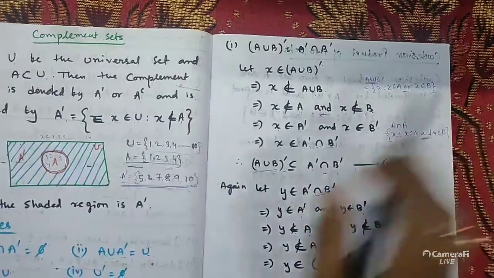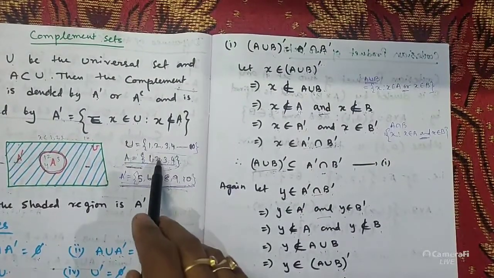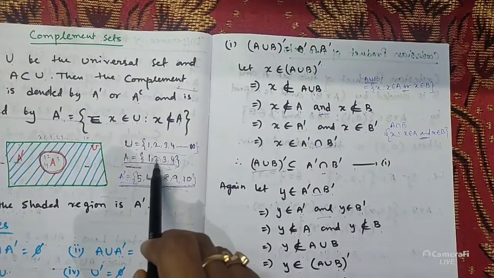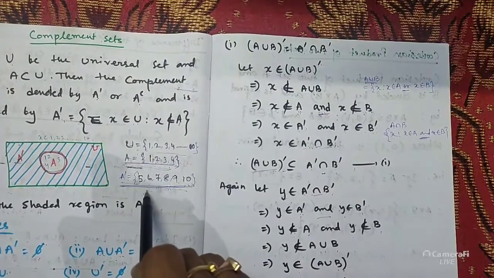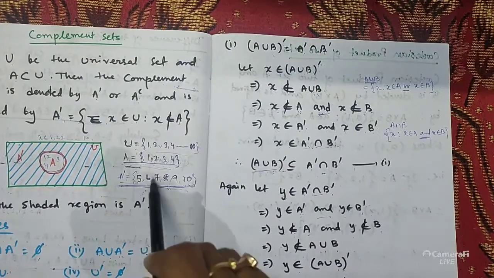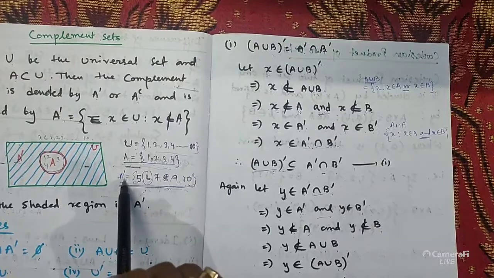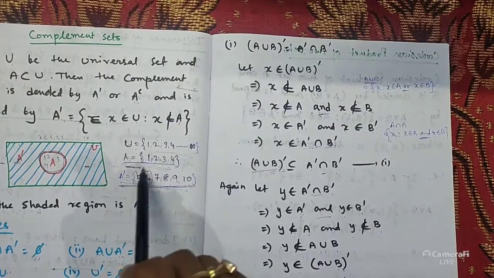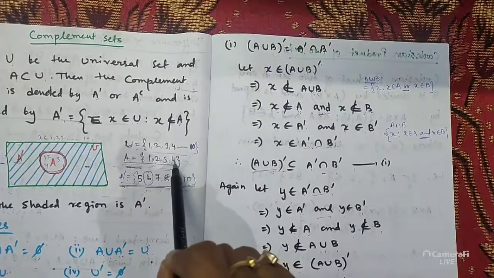See the previous example here. Suppose I am taking one element 2. Now if 2 belongs to this A, what does it mean? That 2 does not belong to A complement. Or suppose I am taking this element 6. If 6 belongs to A complement, that means 6 does not belong to A. See, here is no item 6.